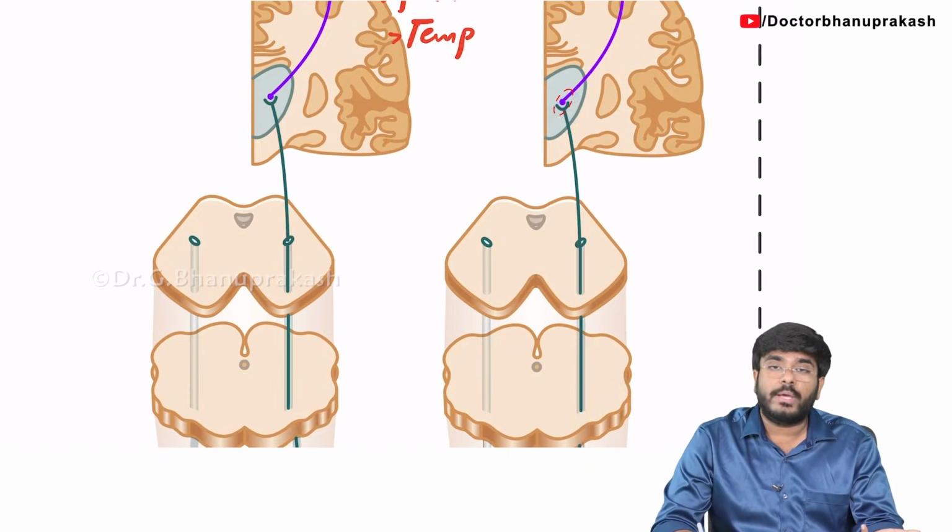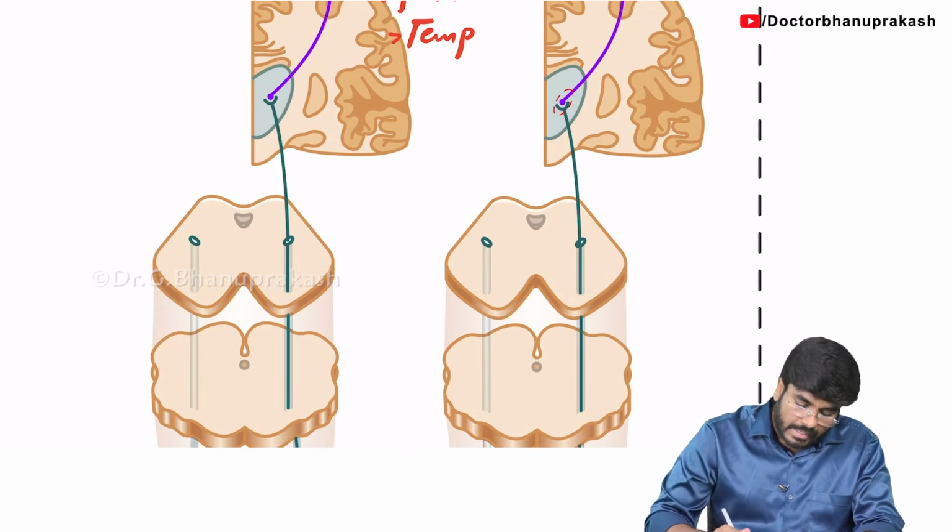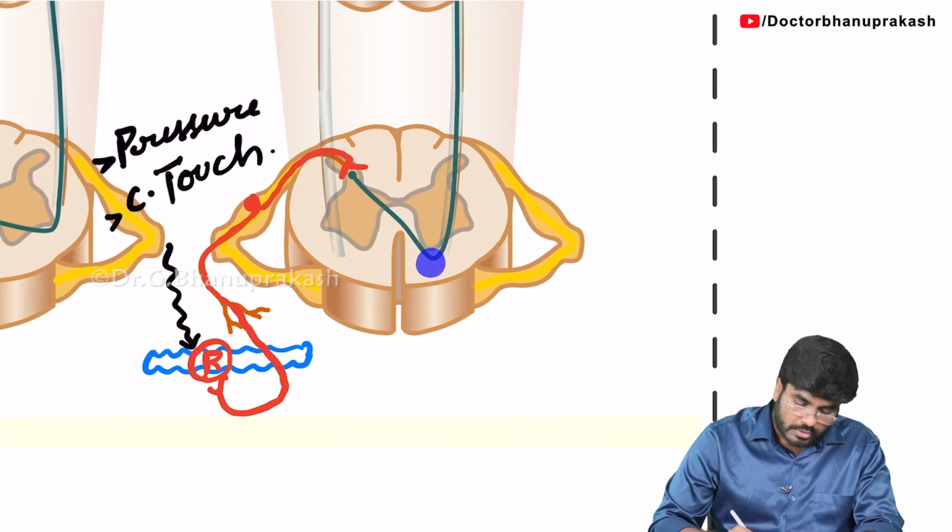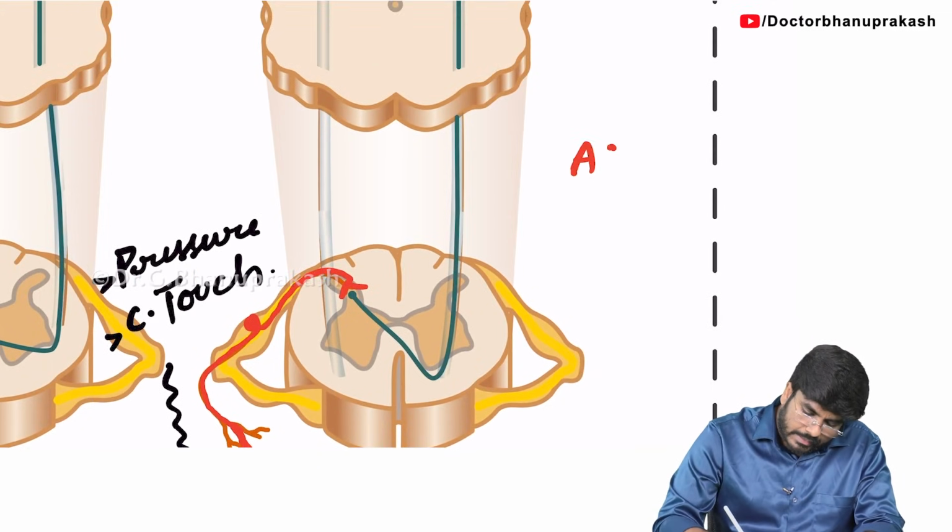Yes, you can call it a spinothalamic tract because it starts from the spinal cord and goes to the thalamus. Spinothalamic only. But wait, in which column is it traveling? Sir, these tracts are traveling in the anterior column. So yes, this is the anterior spinothalamic.